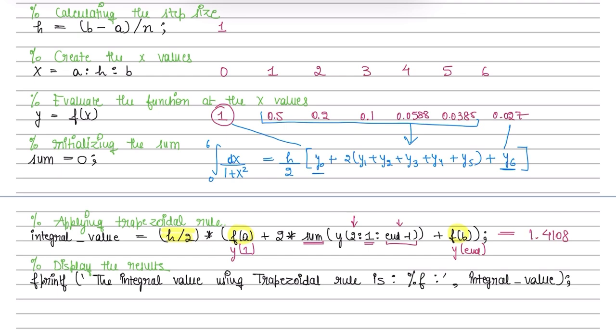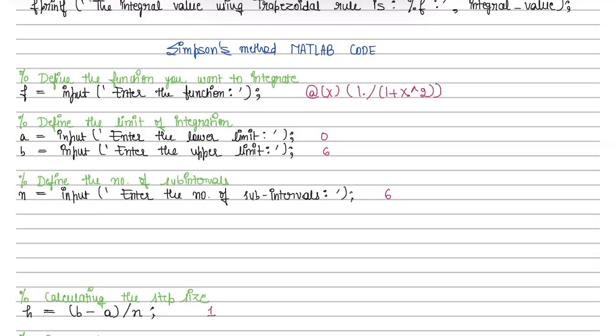On similar lines, we will try to code Simpson's method, and I will make the edits between these lines of code so that you can understand the basic difference between the trapezoidal and Simpson's methods MATLAB code. We will define the function and limit of integration in the same way as we did in the trapezoidal method, and then we will define the number of subintervals. But in Simpson's rule, there is a restriction over the value of n, that is, the number of subintervals must be even for this rule.